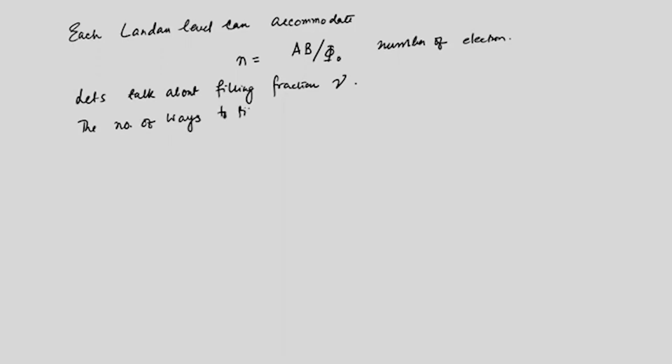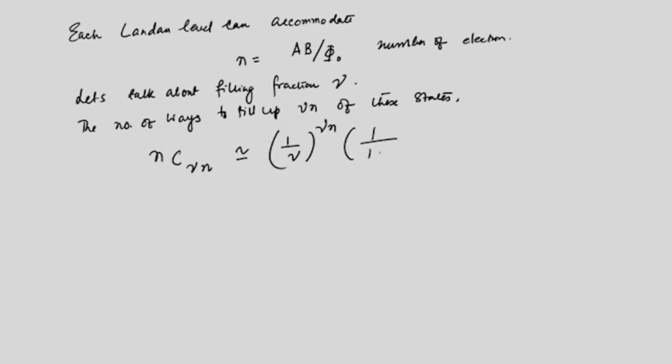to fill up nu n of these states? This is given by n choose nu n. And if you expand this, this is like 1 over nu to the power nu n, and 1 divided by 1 minus nu to the power (1 minus nu) n, and this is a ridiculously large number.